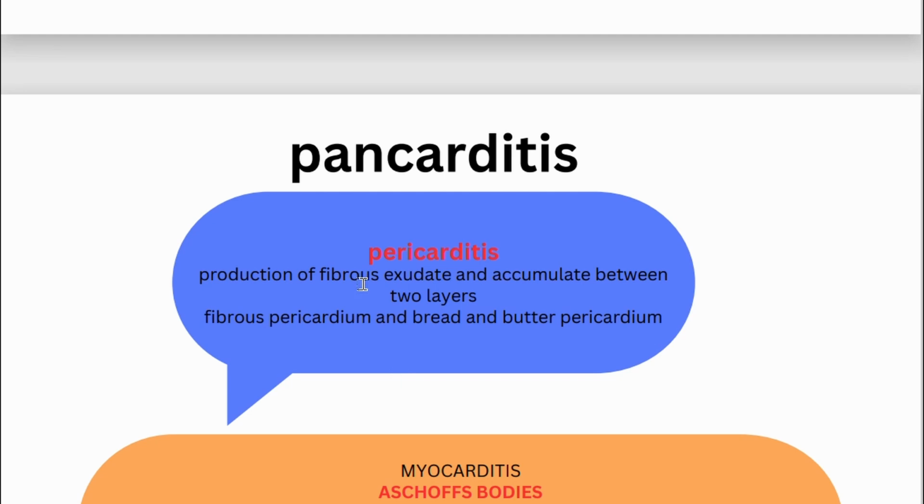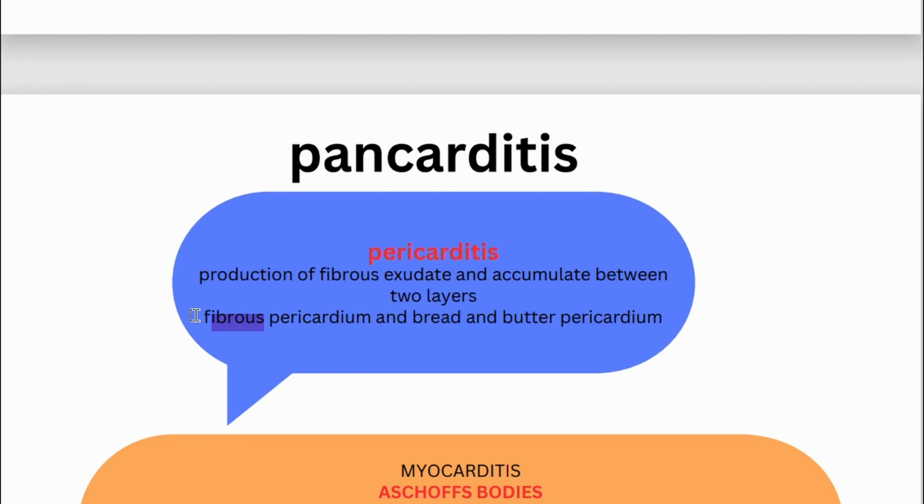In this you can see pancarditis. Pancarditis means all the layers are getting affected. The first one is pericarditis. The pericardium is made up of two layers, and in between the two layers there will be accumulation of fibrous tissue.